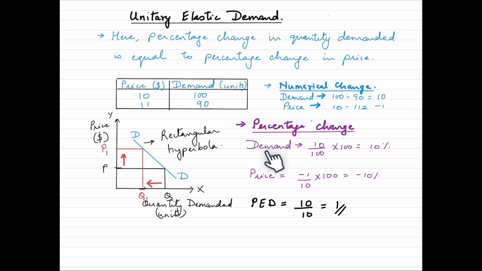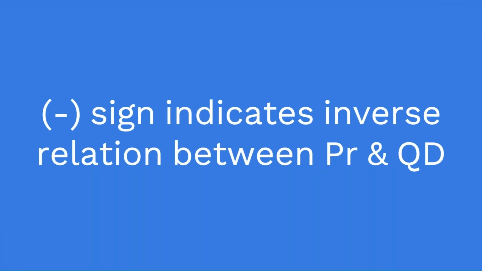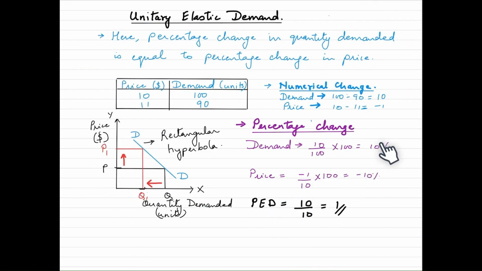To calculate the percentage change, all we have to do is take the changed amount over the original amount multiplied by 100. You would get the percentage change in that segment. So this is the percentage change in quantity demanded, which is 10%, and for price it is minus 10%. Again, in the previous video I have explained that we do not consider the minus sign for the sake of simplicity. By substituting the values of percentage change in quantity demanded and percentage change of price in the formula for calculating PED, we get the value which is equivalent to 1.